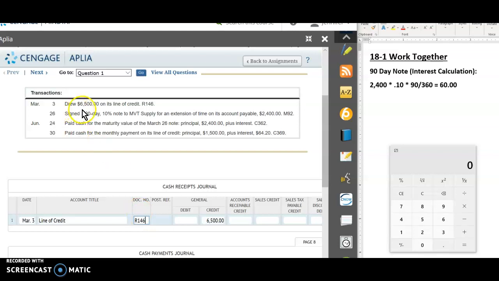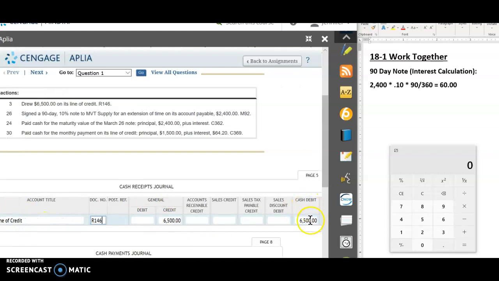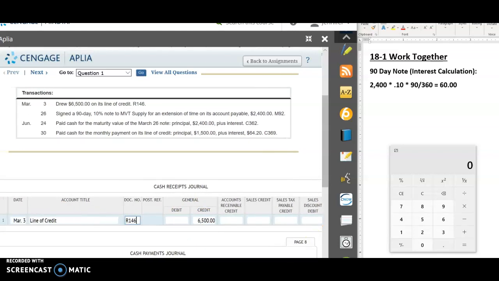All right, so we drew $6,500 on the line of credit. So our account title's line of credit, general credit, cash debit. All right, that's our first transaction.